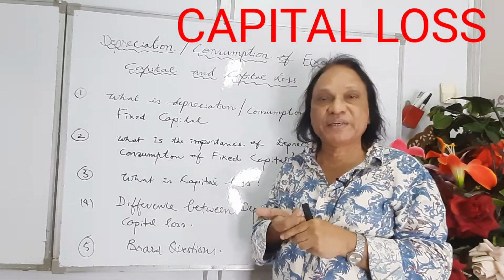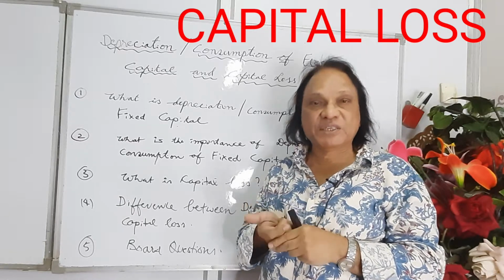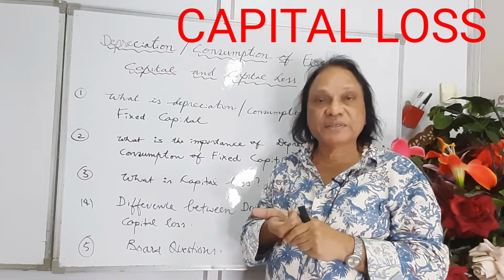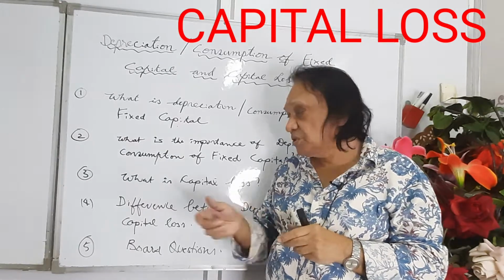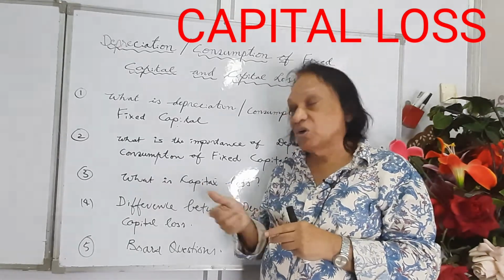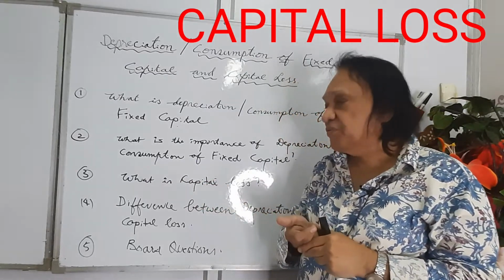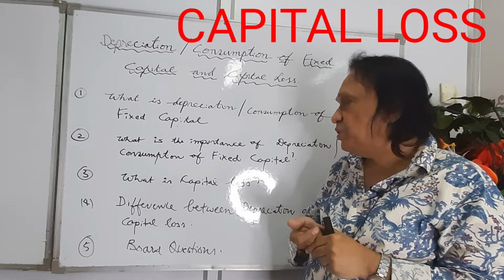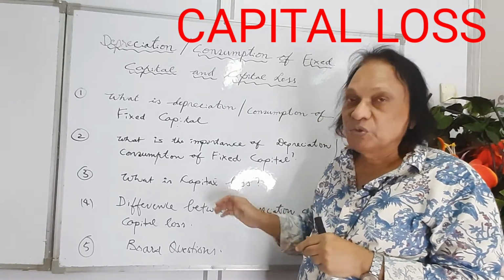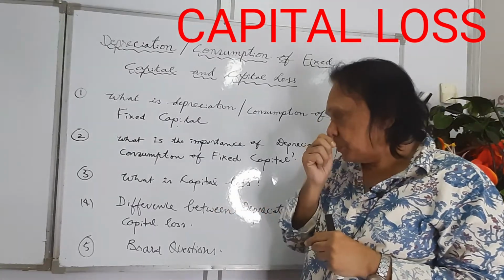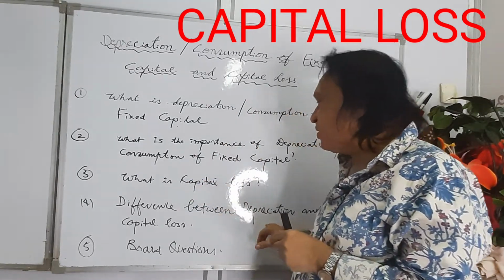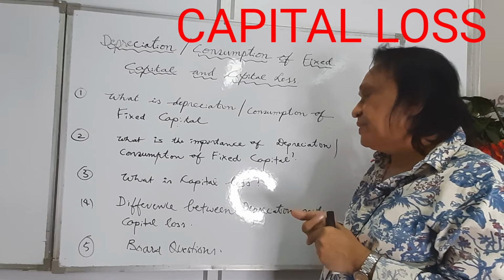You can't expect when you are going to meet with an accident, you can't expect there will be an explosion or fire in your factory. That's capital loss. Capital loss is loss in the value of a fixed asset because of unexpected obsolescence. So it can be due to fire, theft, or some accident. That's capital loss. So this is how you can understand both depreciation and capital loss.